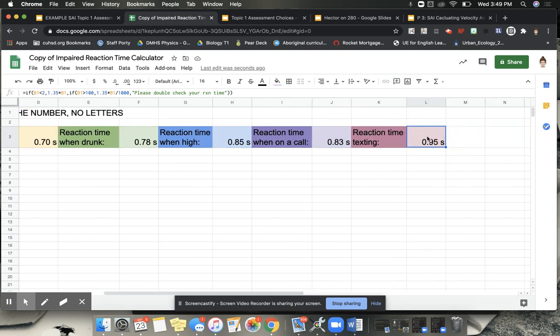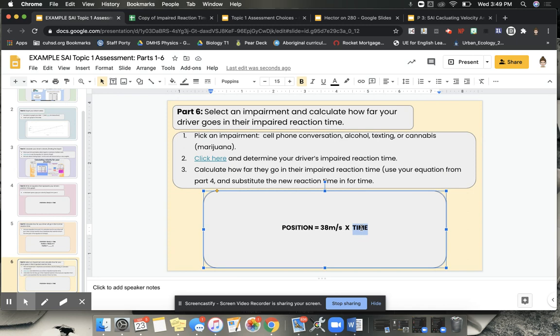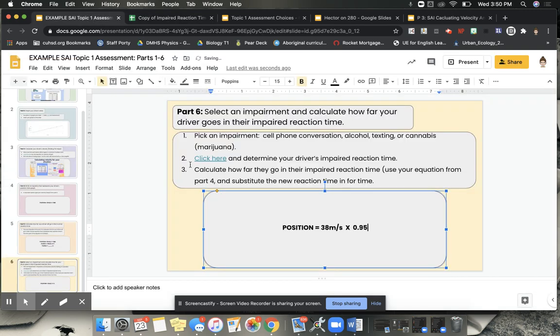So say I choose the reaction time while texting. I'm going to put this number, 0.95 seconds, as my time here in part 6. I already forgot what it was, so I'm going to go check it out, 0.95. Now I'm going to have this distance, my position, again, it's going to be in meters once I put this into my calculator. And this is how you do parts 1 through 6.